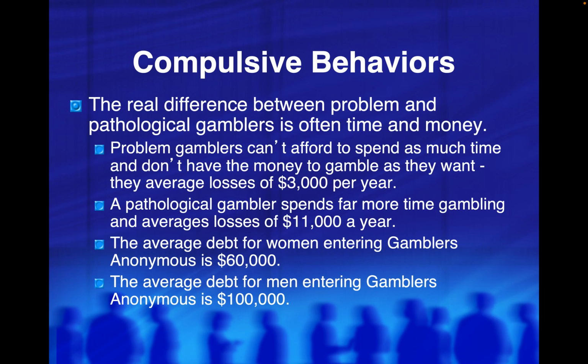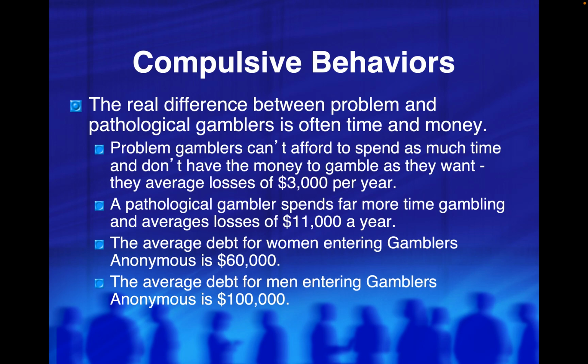The real difference between problem and pathological gamblers is often time and money. Problem gamblers can't afford to spend as much time and they don't have the money to gamble as they want. They average losses of about $3,000 per year. A pathological gambler spends more time gambling and averages losses of $11,000 a year. The average debt for women entering Gamblers Anonymous is about $60,000. The average debt for men entering Gamblers Anonymous is $100,000.